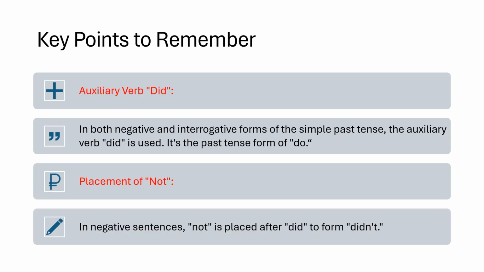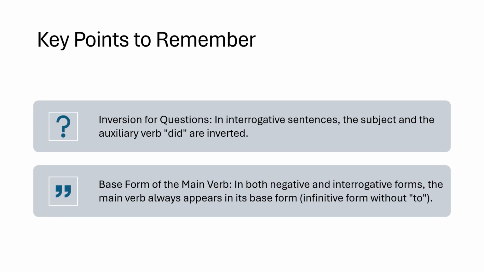Key points to remember: auxiliary verb did. In both negative and interrogative forms of the simple past tense, the auxiliary verb did is used. It's the past tense form of do. In negative sentences, not is placed after did to form did not. Inversion for questions: in interrogative sentences, the subject and auxiliary verb did are inverted. Base form of the main verb: in both negative and interrogative forms, the main verb always appears in its base form.